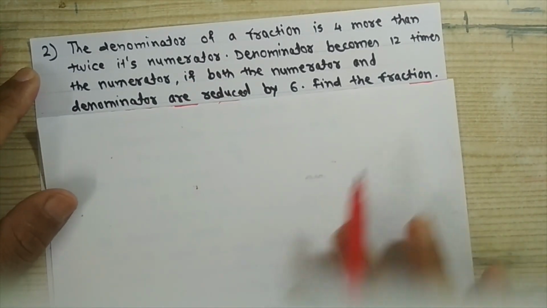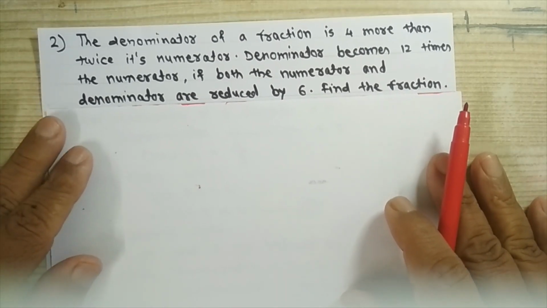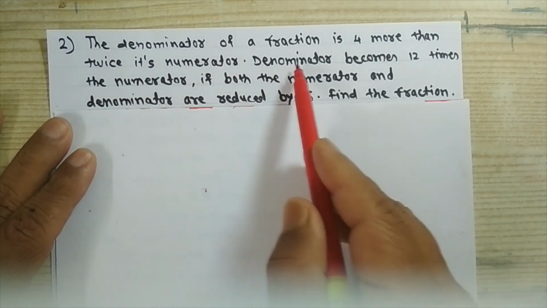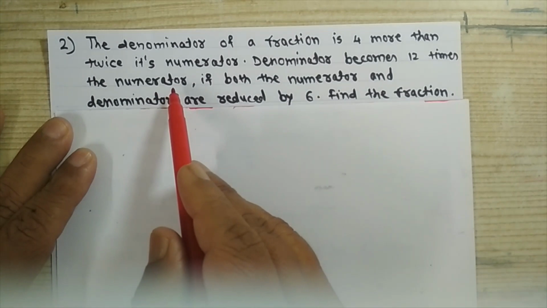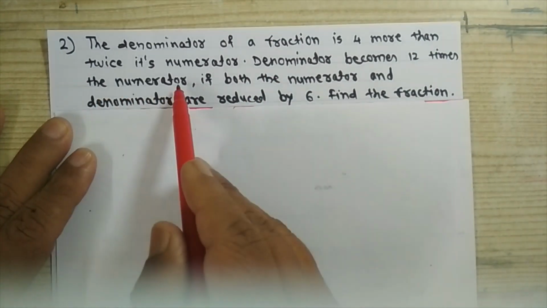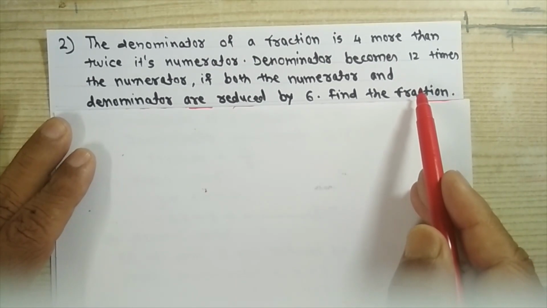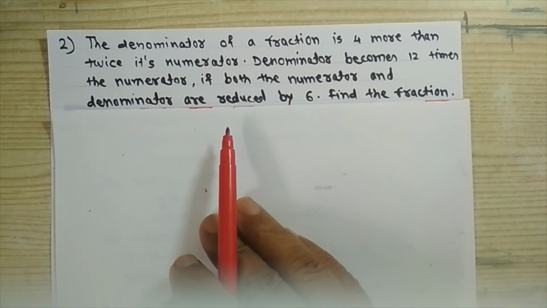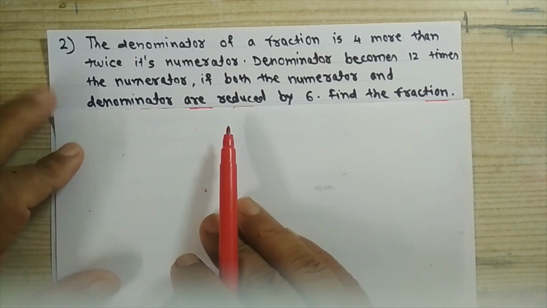Now we have to see another example which depends upon this one. Yes, let us see that example here. The denominator of a fraction is 4 more than twice its numerator. The numerator becomes 12 times the denominator, becomes 12 times the numerator, if both the numerator and denominator are reduced by 6. Find the fraction. Fraction means in terms of numerator and denominator.